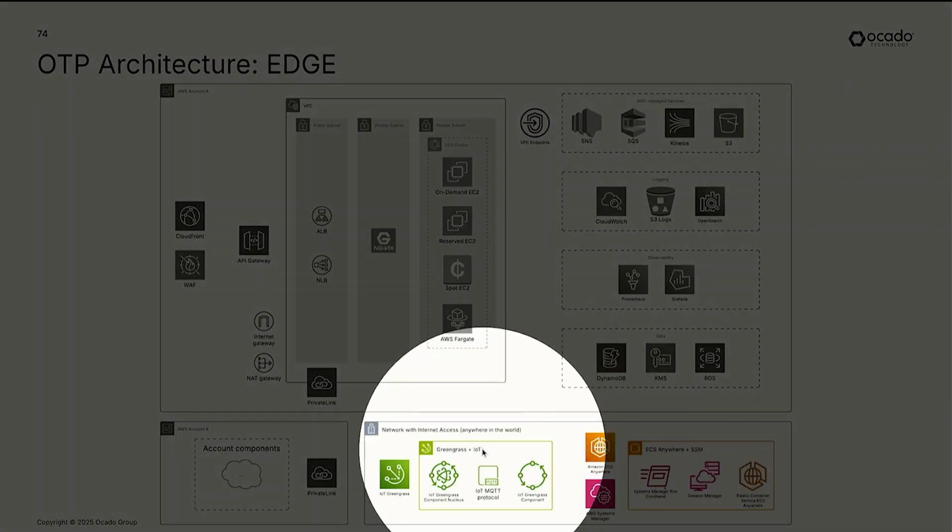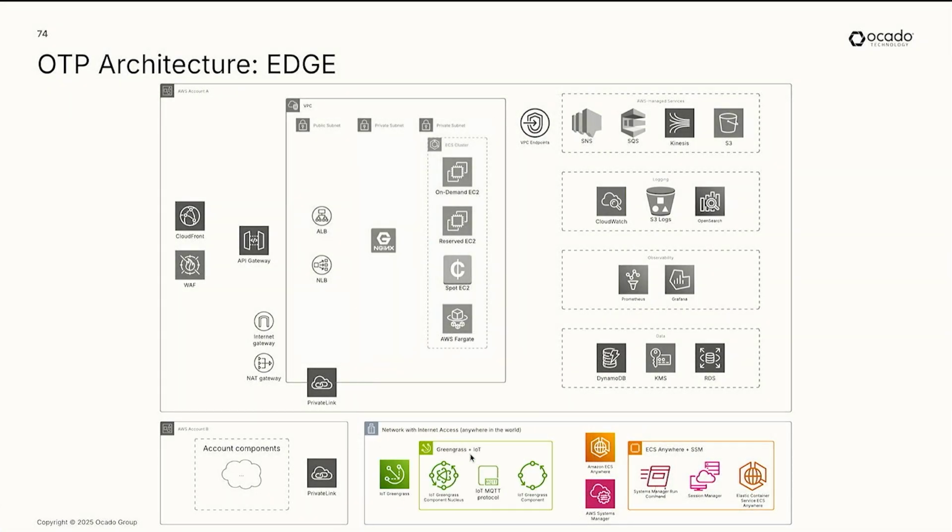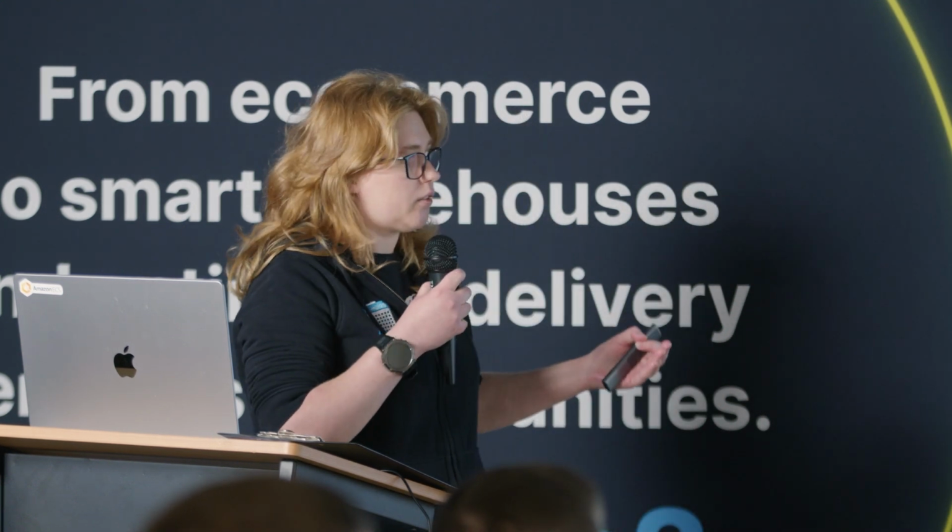In the architecture diagram, the edge is located here. We use two technology stacks, and actually where this edge is located, anywhere in the world, we just need the internet. Our devices connected to the internet connect to AWS services.